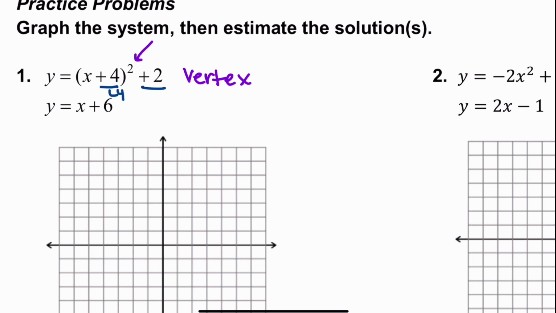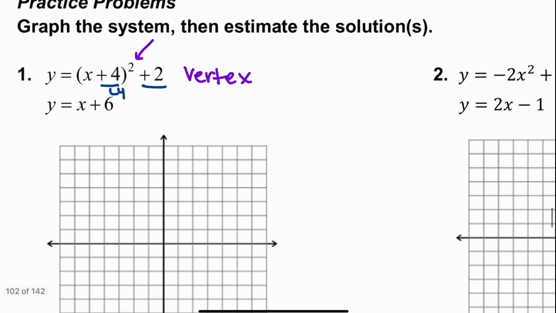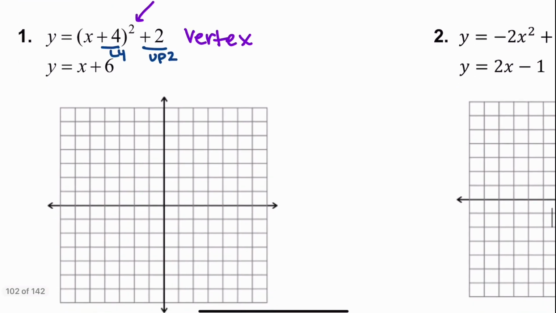The plus at the end has to do with the up down, but it does what you think it's going to do. So this is going to go in the positive direction too. So we're going to start at 0, 0. We're going to go left 4 and up 2. And that is where we're going to put our vertex. The axis of symmetry is going to go right on top of the vertex. Then we're going to use key points to finish off our parabola.